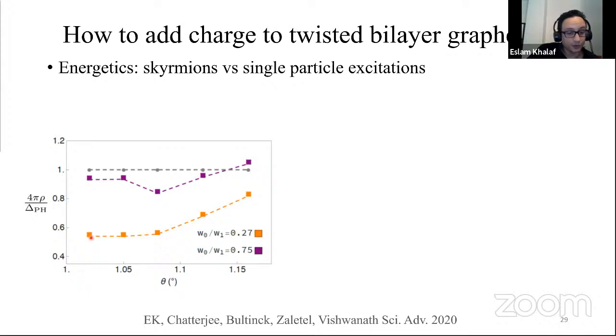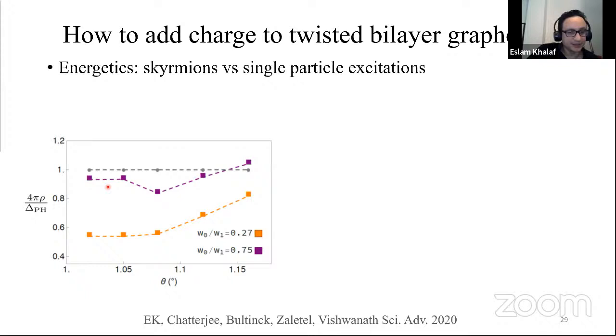But even if we're very far from the chiral limit, like this 75%, which is the largest possible value for this ratio, the skyrmions are still the cheapest excitations, but not by much. So in the following, I will basically assume that the skyrmions are the cheapest excitation and try to understand what the implications of this are.